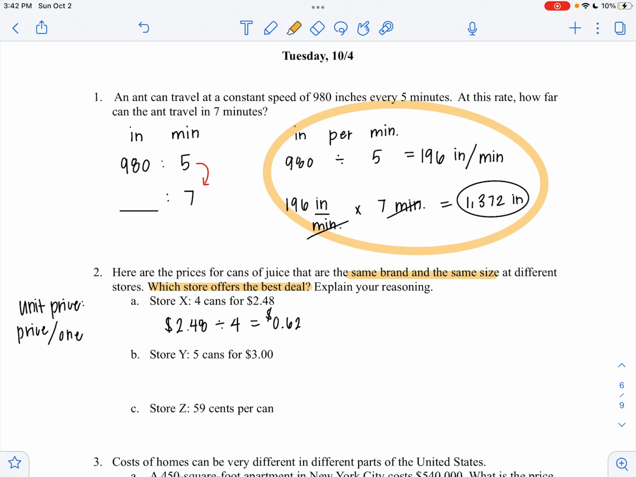Right away, I can tell that store X is more expensive than store Z, where the cans cost 59 cents each. But you can make the same calculation for store Y to see whether that might be cheaper than store Z. At the end, make sure that I have a full sentence of which store is the cheapest and how you know. That's the homework helper for Tuesday.